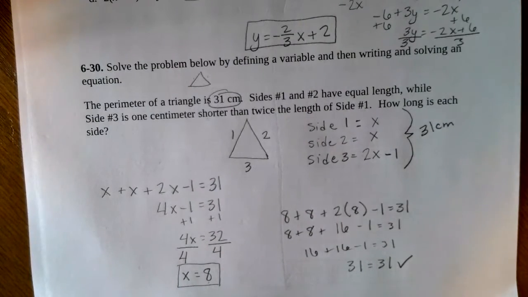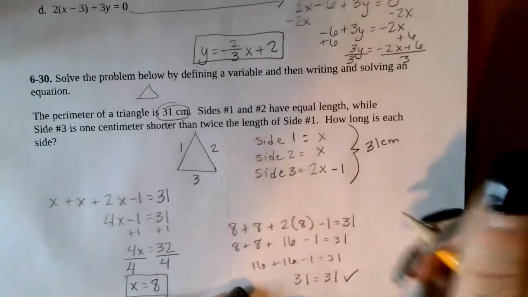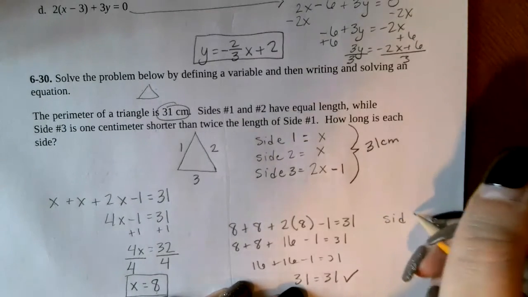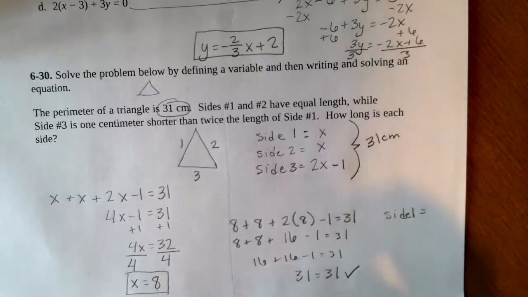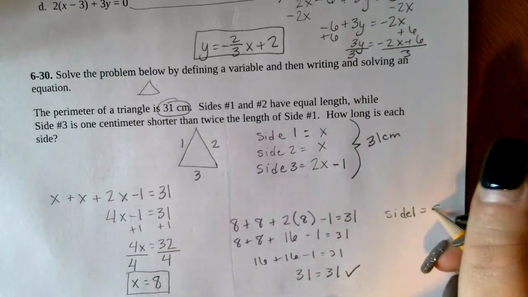Excellent. Okay, now last piece was it asked us how long each side was. So I'm just going to write them over here. Side 1 was just x, and we saw that x was 8, so side 1 has to be 8 centimeters.